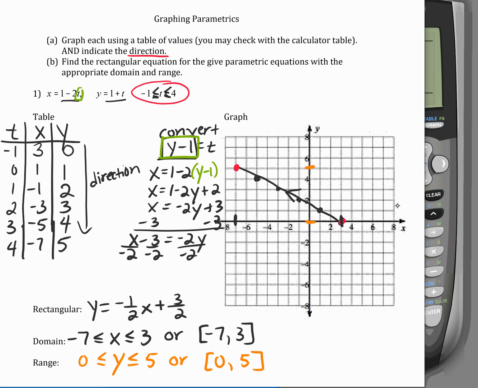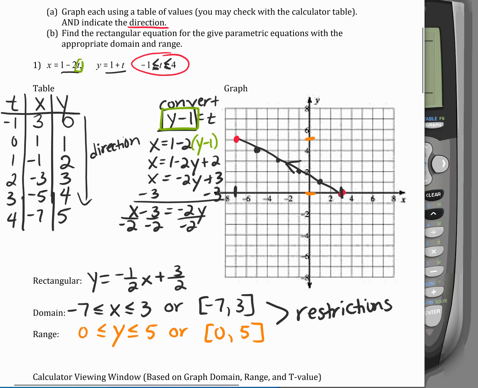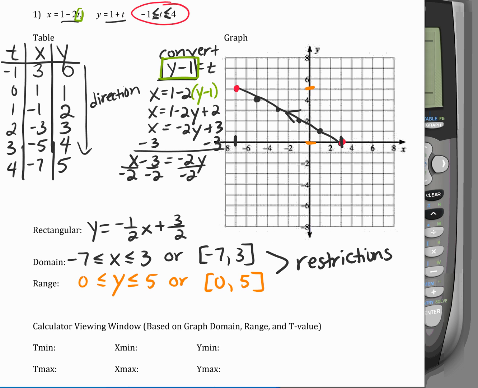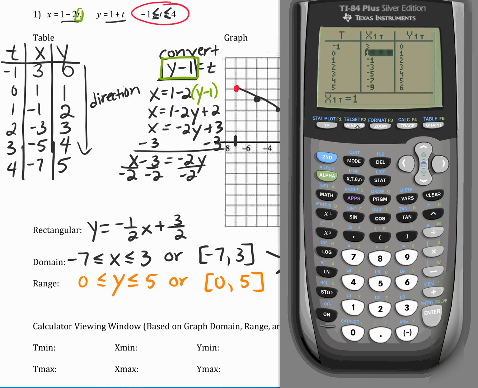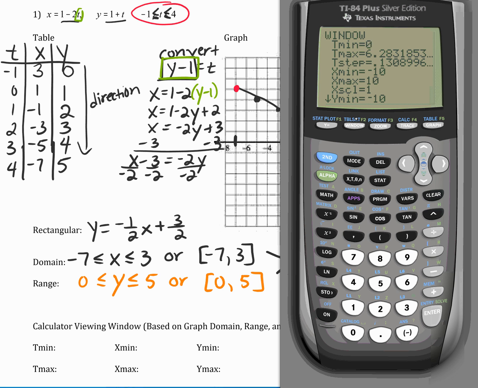And again, with these restrictions on our domain and range, since that normal linear graph would go on forever both directions. Now we're going to get more into this viewing window when we look at some of our applications in this unit, but we have it already graphed in here. I just want you to hit window just to show you what's happening.